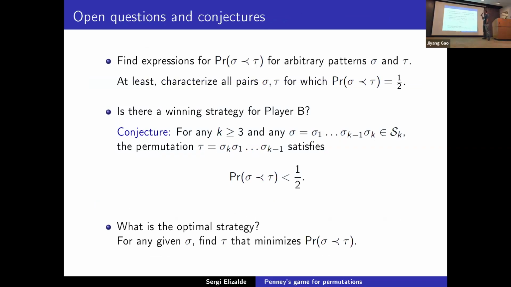Okay, so just to finish, there are some open questions. One, we would like to have an expression for these probabilities for arbitrary patterns, but we don't have a formula. Maybe a simpler question is just to characterize for which pairs of permutations the probability of either one appearing first is 1/2. Another question is, is there a winning strategy for the second player? We have a conjecture that if you have a permutation and you move the last entry to the beginning, then that other permutation will be more likely to appear first. And even if we prove that this is a winning strategy, there's still the question of what's the optimal strategy, which we have no idea about. Okay, thank you.